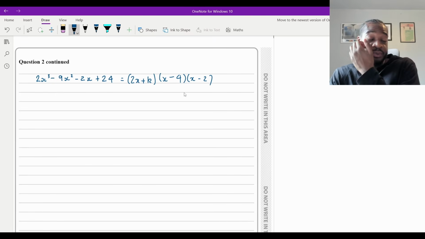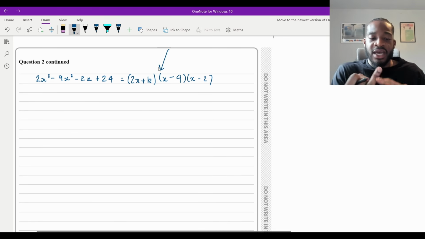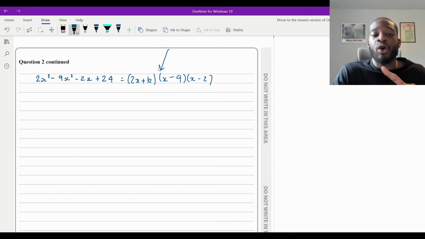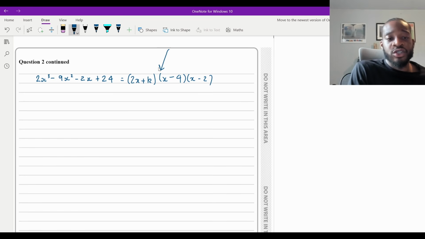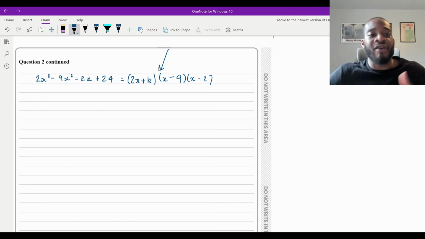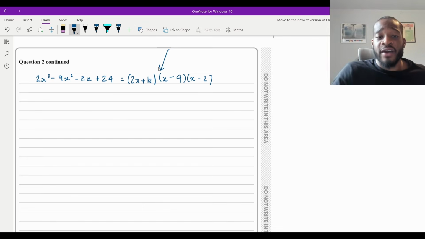Now, what I'm saying is, because I'm trying to figure out what k is, I've got the expanded version of this function on the left-hand side. If I was to expand all of this, you're going to get an x cubed term, an x squared term, an x term, and a constant term. Because these are the exact same thing, the coefficients of each of those terms on the right-hand side must match the coefficients on the left-hand side, comparing coefficients.